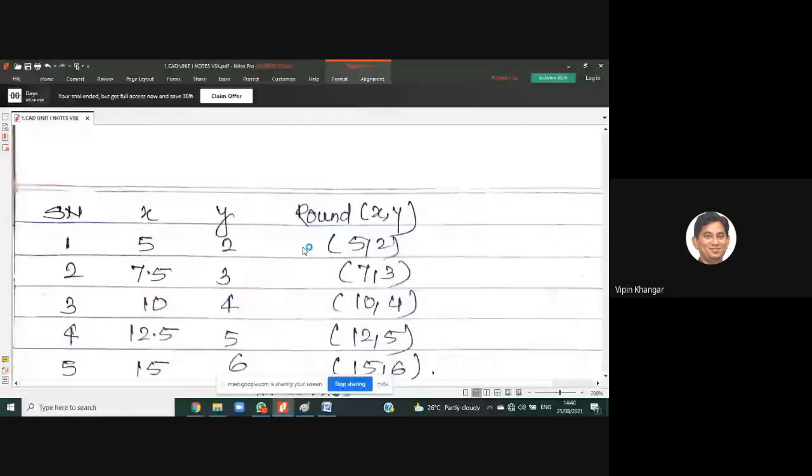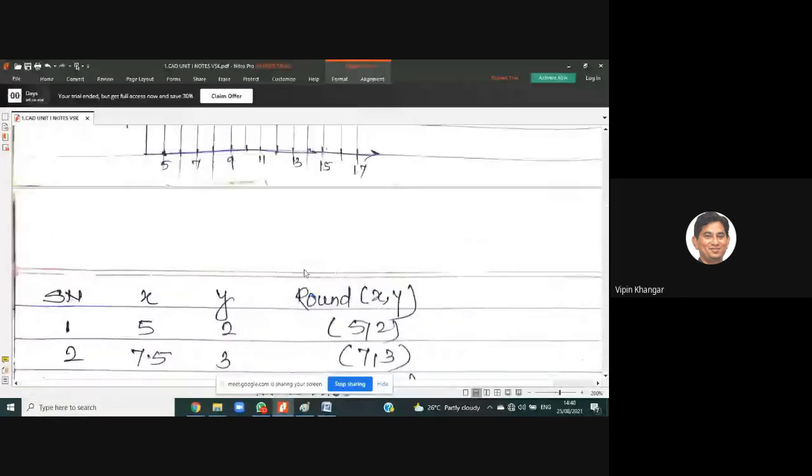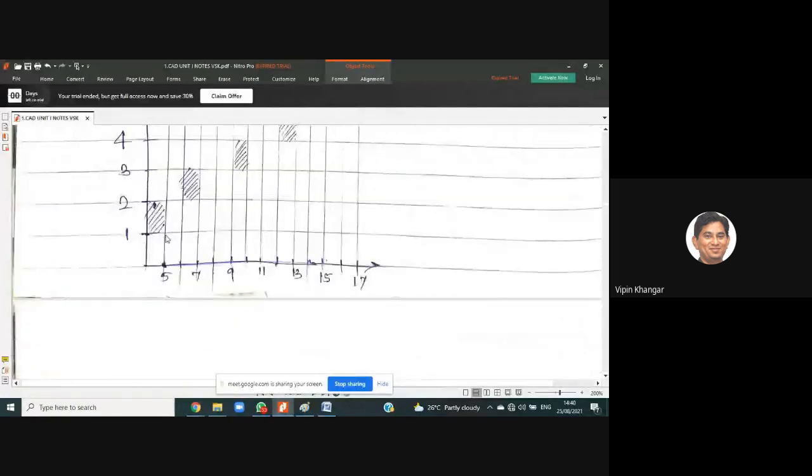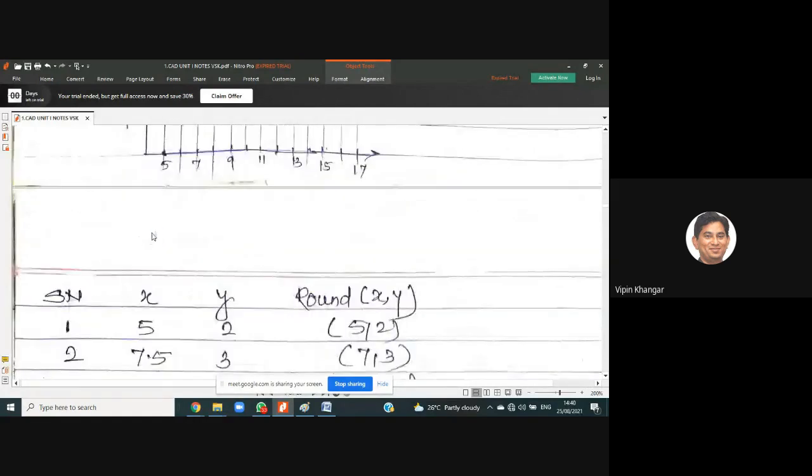So these are the fractions, so we have to round. When fractions come, you have to round them. So this 5 is to be rounded. Next, see how we mark 5 and 2. This is 5, this is 2. So we have to just mark this pixel. So the first pixel we have marked. We'll go for the next.